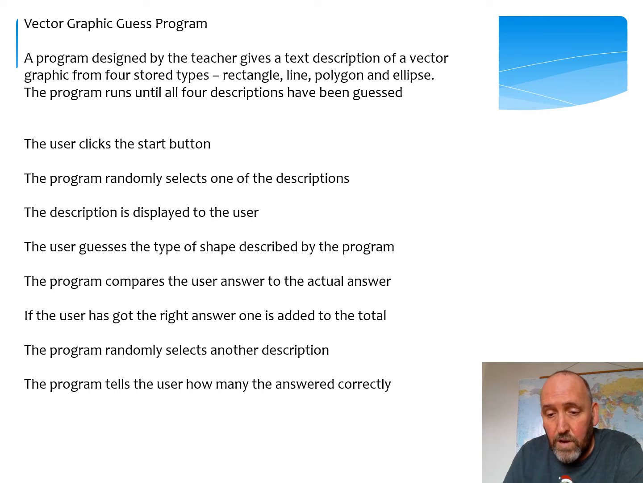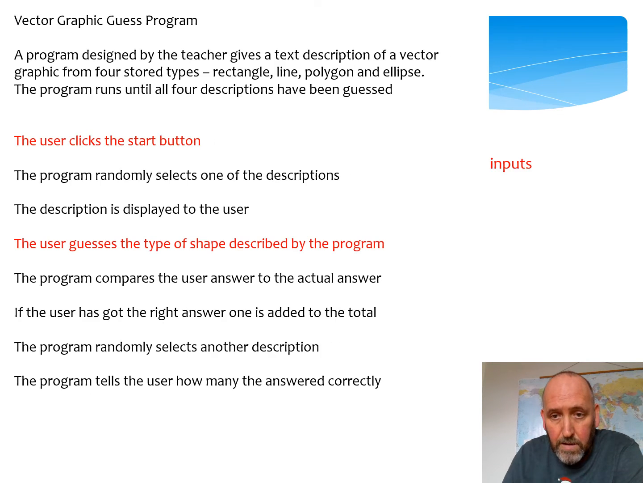First thing you have to do is pick out the inputs. Pause the video, select the inputs. The inputs, of course, are the user clicks the start button, and the user guesses the type of shape described by the program. Now you have to pick out the processes. We have inputs, processes, outputs. Pause the video, pick out the processes.